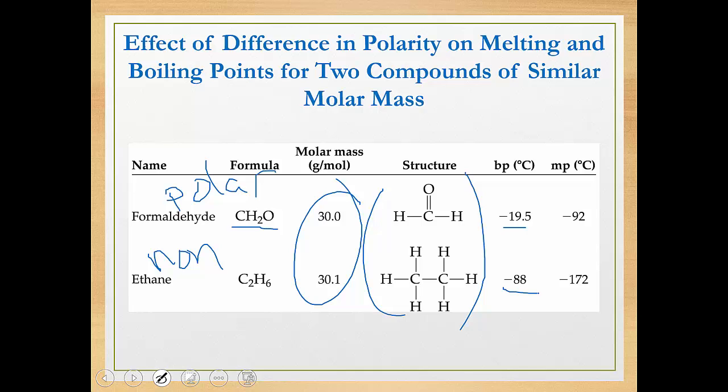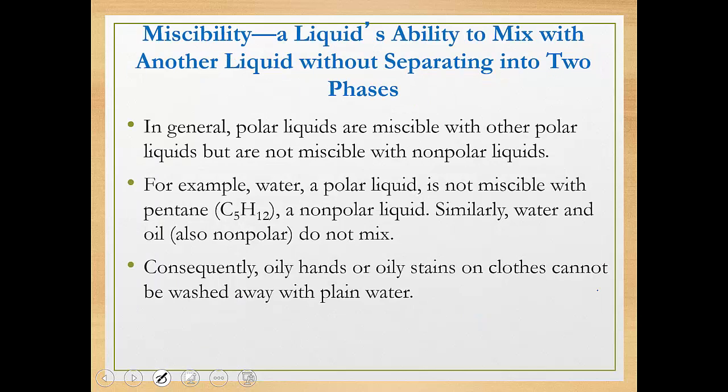Again, you have to think in terms of negative numbers. That's quite a bit higher temperature for the formaldehyde. It has to be quite a bit warmer than the ethane in order to boil. And again, negative 92 versus negative 172. It's a higher melting point for formaldehyde than it is for ethane. That is because of the dipole-dipole interactions that you have in the formaldehyde.